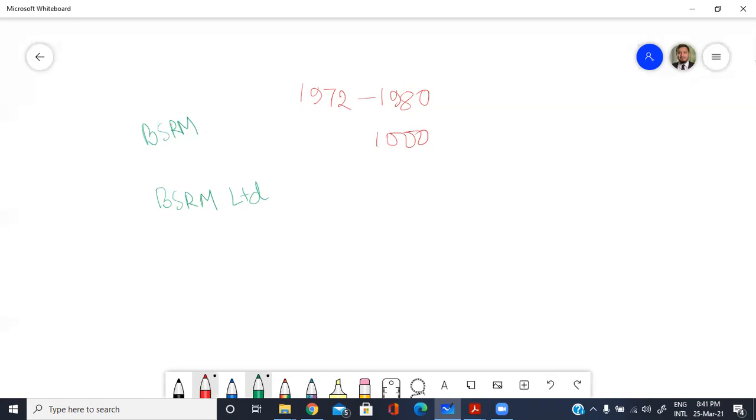They will be merged with BSRM, their parent company. So which date is the event date? The date on which they shared this announcement, or the date when they will be merged? That is the event date, sir, when they announced it. People will adjust the price after the announcement.